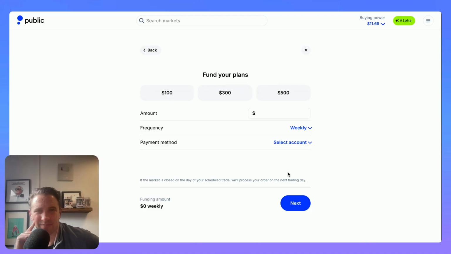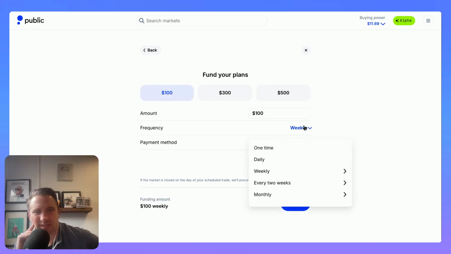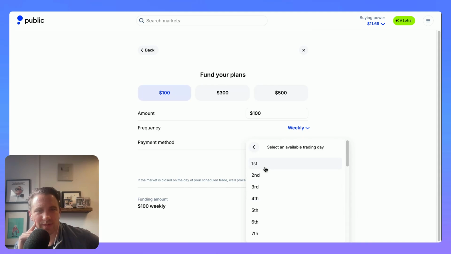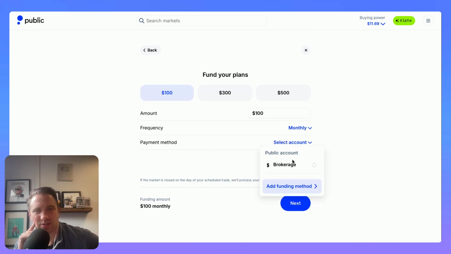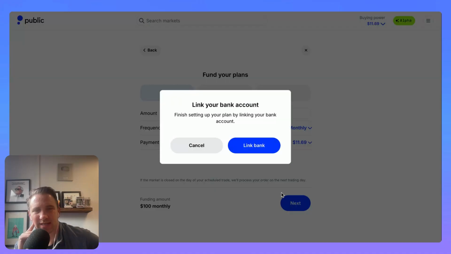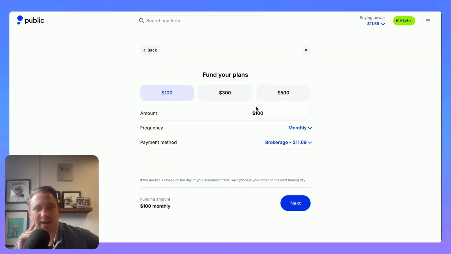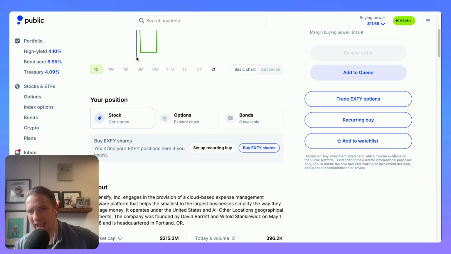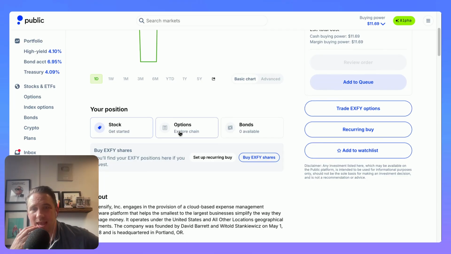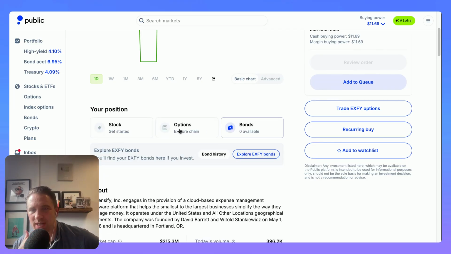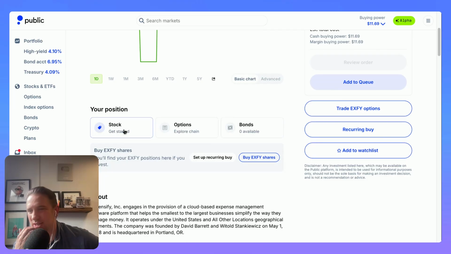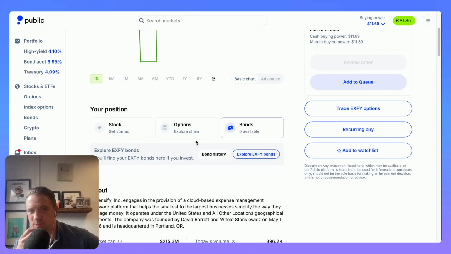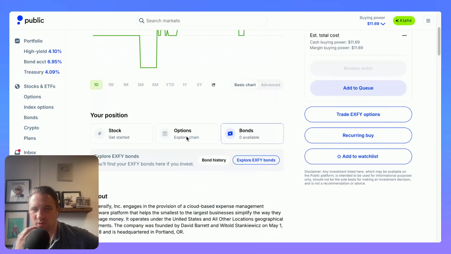Let's click next. Then we could say $100. Then let's do monthly. And let's do the first of the month. And let's do from the brokerage. Click next. Of course, we don't have that, so we'd have to have more money to really do this. But the point is, you can build this plan where then it funds this purchase of this company or this asset you like, recurring on the time frame that you set. And as you can see here, you've got more capabilities to click through the different ways you can trade this specific symbol, stock, options, bonds, and just some really wonderful features here.